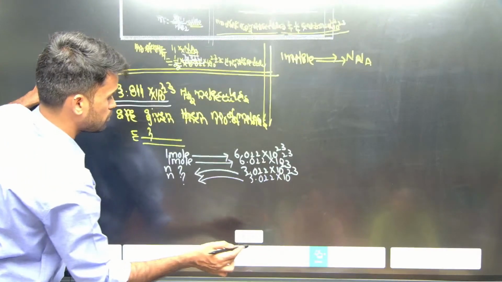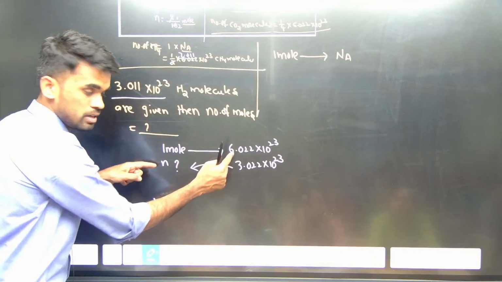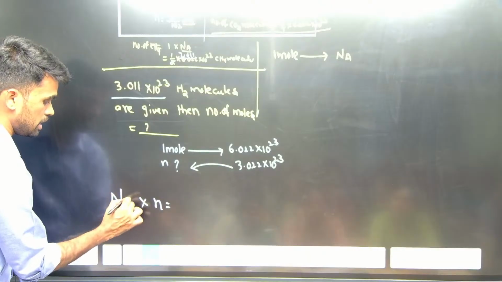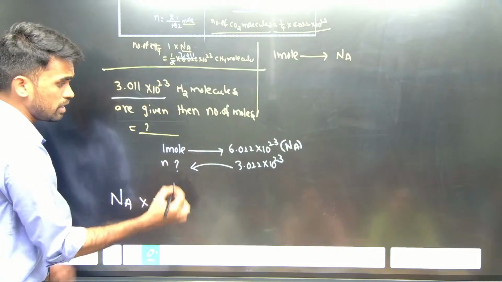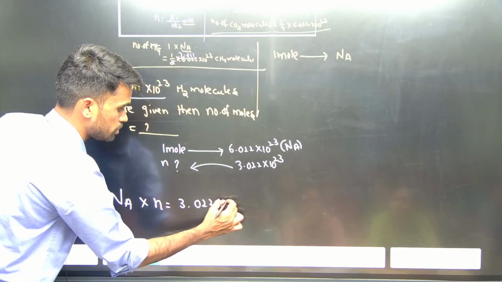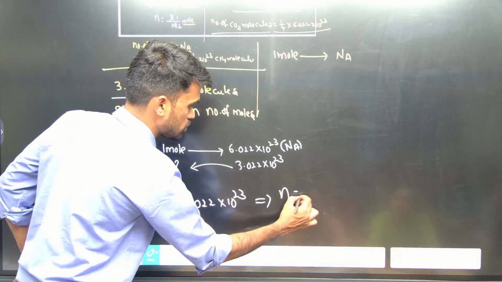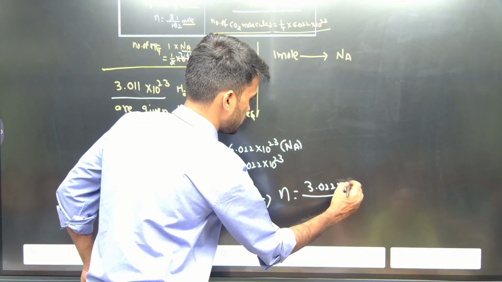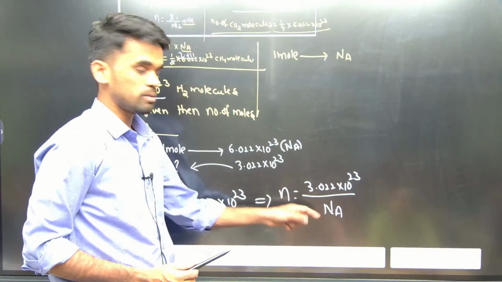So it's very simple now. Number of moles equals, what should I do? This number into this number. So n into that Avogadro number, like Na. This one is called Na, no? Avogadro number, I told you. And this number into this one equals 3.011 into 10 power 23. So from here, what can I write? Number of moles equals 3.011 into 10 power 23 by Avogadro number. See, Avogadro number means this number, no?